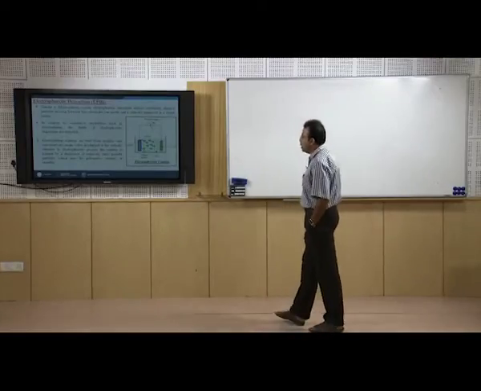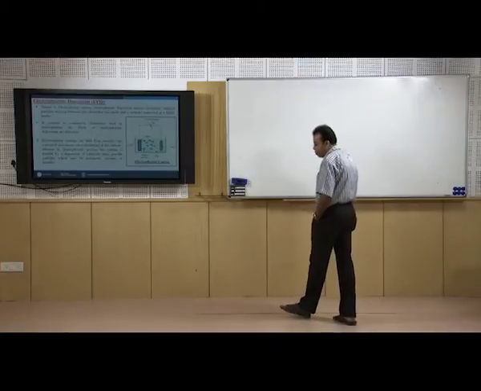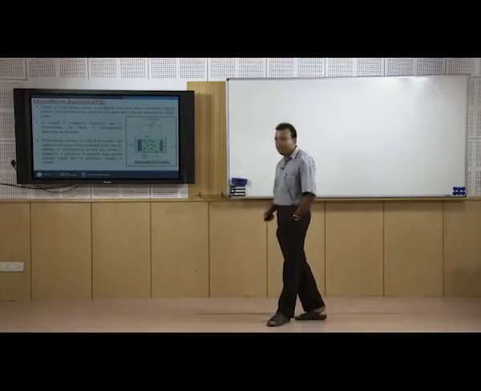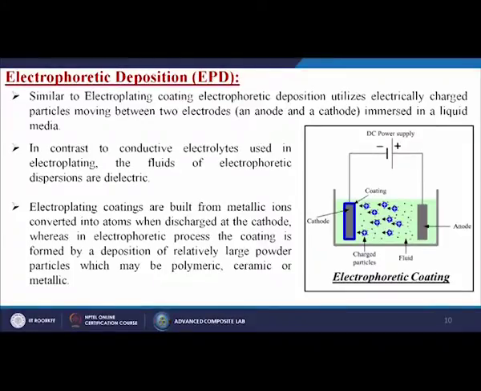Next we are going to discuss electrophoretic deposition. In short form we call it the EPD process. What does the process involve? Similar to electroplating coating, electrophoretic deposition utilizes electrically charged particles moving between two electrodes, an anode and cathode, immersed in a liquid medium.